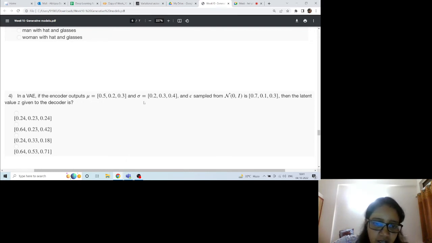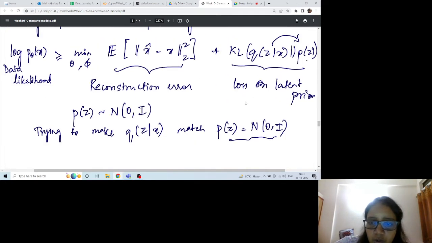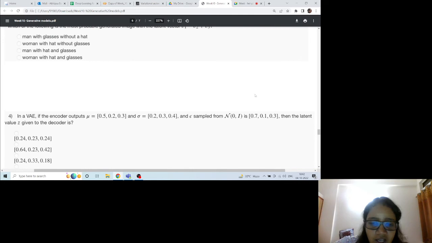So now next question, in a VAE, if the encoder outputs mu equal to this, so this is a three-dimensional Gaussian, and sigma equal to this, and you have some epsilon sampled from N(0, I) basically. So that epsilon is given by this quantity. Let's read the question once. Then the latent value z given to the decoder is what?